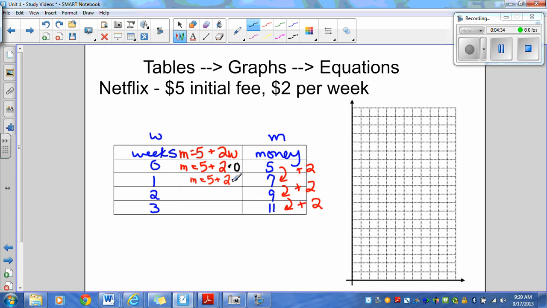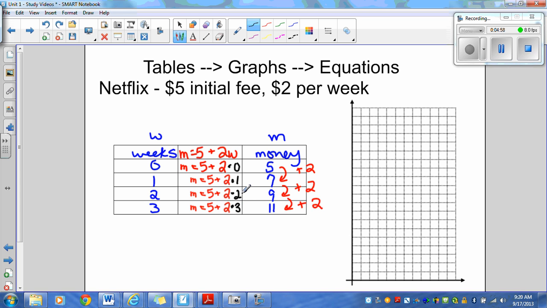5 plus 2 times 1 gives you 7. 5 plus 2 times 2 gives you 9. And last but not least, 5 plus 2 times 3 gives you that 11.